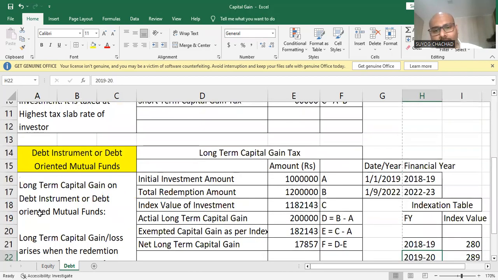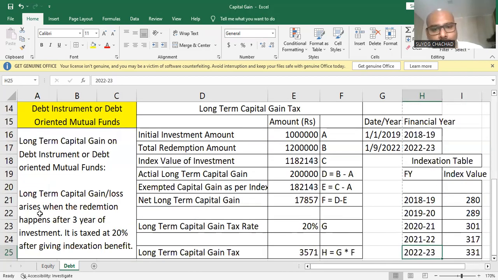Now, if you are holding your investment in debt instruments or debt mutual funds for more than 3 years, then whatever gain arises is considered long-term capital gain and is taxed at the rate of 20% after giving an indexation benefit. Let's assume the example that you invest 10 lakh rupees in debt instruments or mutual funds on 1st Jan 2019 and you withdraw that fund on 1st September 2022.